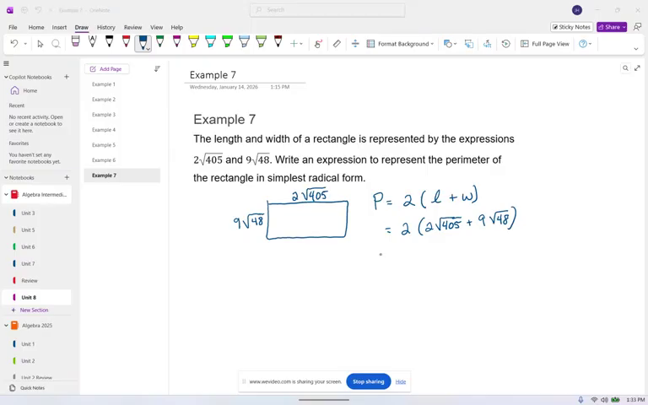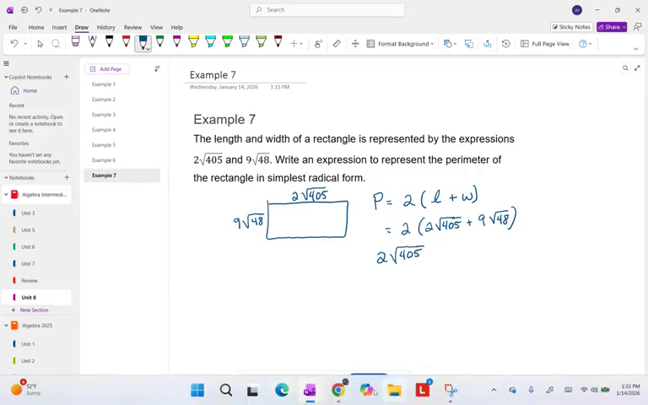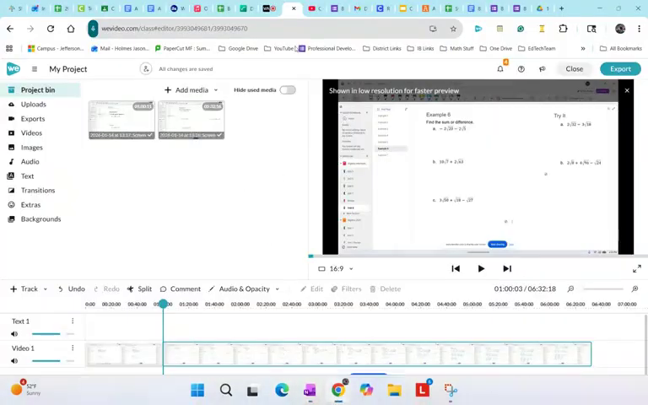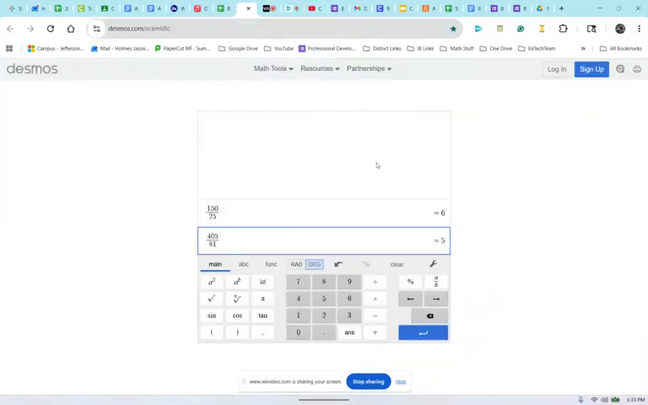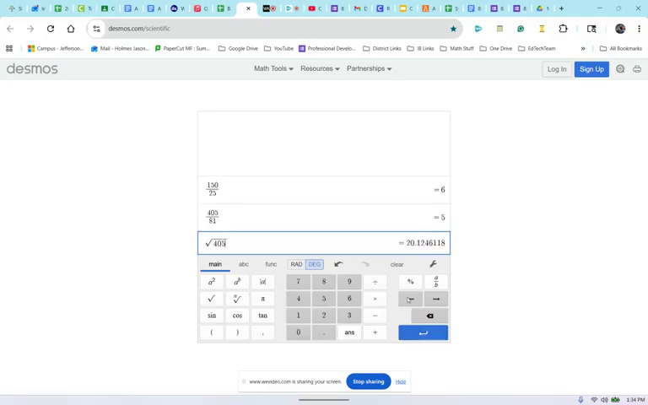Okay, I'm going to go after that 2 root 405 first. I'm going to simplify that one first. Now 405 is a big number. It's not on my list. I can check that by just going over to Desmos and taking the square root of 405. It's a decimal.